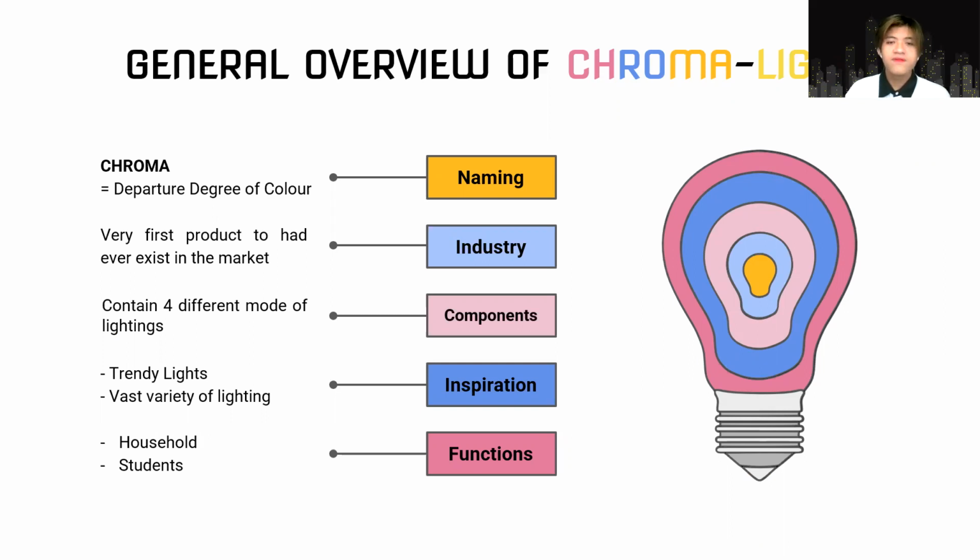And second, we also have the vast variety of lighting. Like I mentioned before, there are many types of lighting that we can use in order to have an exposure during taking photos. So there are sunsets, there are also night lights. So there are many types of lighting, and with this prototype, we have a vast variety of lighting. As for the functions of this Chroma Light, it is quite useful for a huge part of the community as well as households and also students.